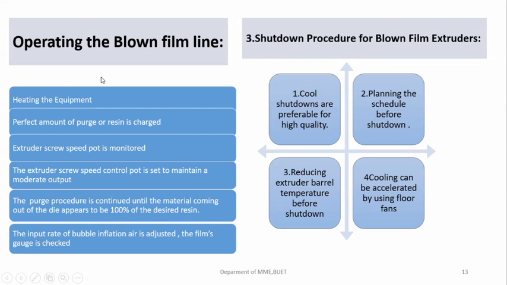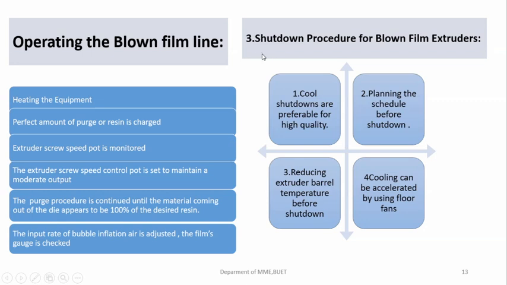Then operating the blown film line, heating the equipment. The process is heating the equipment, and the perfect amount of resin is charged. Extruder screw speed is monitored carefully. The extruder screw speed control is set to maintain a moderate output. The purge procedure is continued until the material coming out of the die appears to be 100% of the desired resin. The input rate of bubble inflation air is adjusted. The film's gauge is checked then.